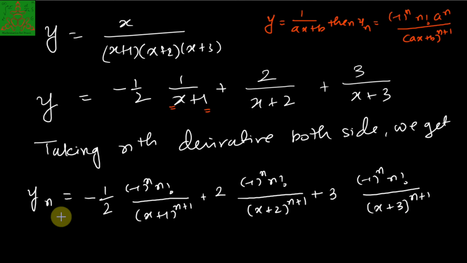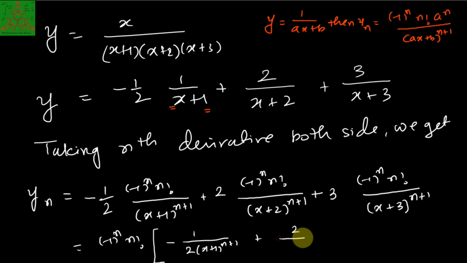You can see that minus 1 raised to n into n factorial is common, so the quantity left inside is minus 1 upon 2 into x plus 1 power n plus 1, plus 2 upon x plus 2 raised to n plus 1, plus 3 upon x plus 3 raised to n plus 1. This will be the nth derivative of y.